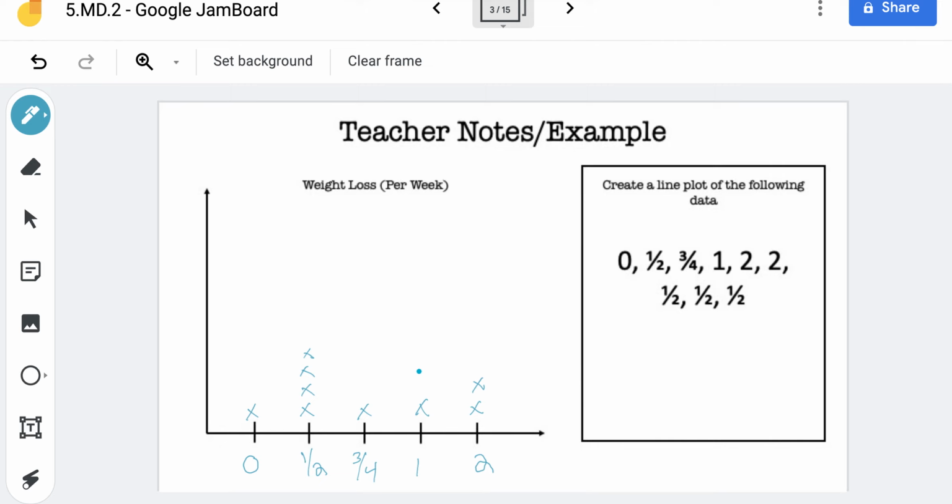And from your line graph, you can really tell a lot about some information. According to this line graph, it looks like this person lost a half a pound 4 different times, which was the most. Didn't lose any weight 1 week. Lost 3/4 of a pound 1 week, lost a pound 1 week, and then lost 2 pounds on 2 different occasions.